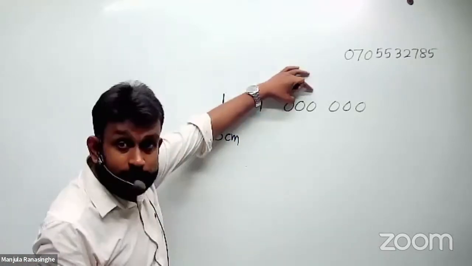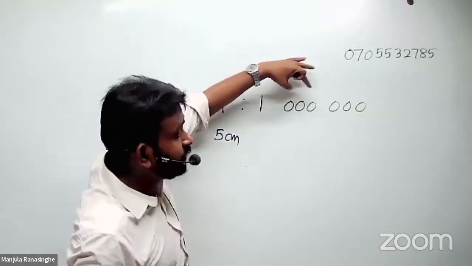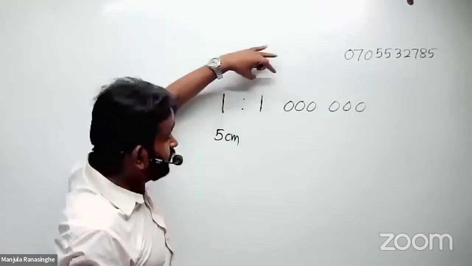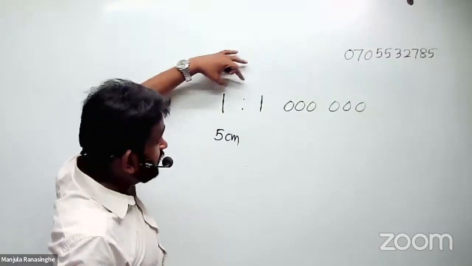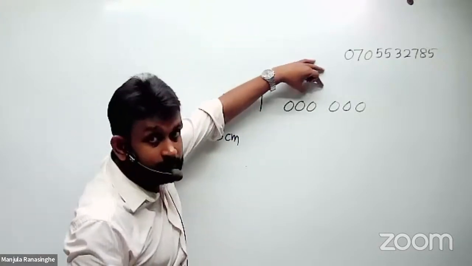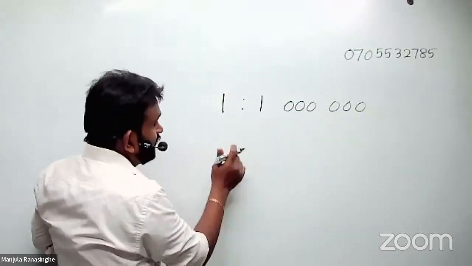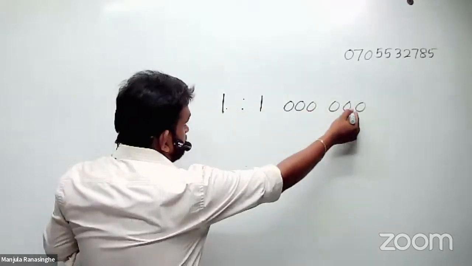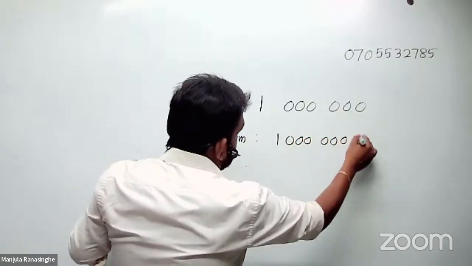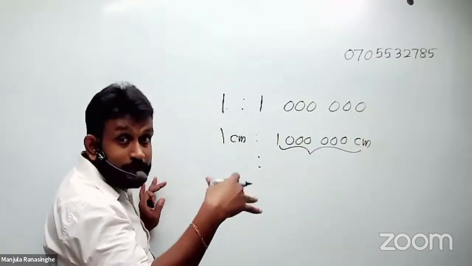So 1 to 1 million means if I draw 1 unit in the scale diagram, actually it represents 1 million. So what is the unit? Any unit you can apply, right? If I apply 1 centimeter, that means actual 1 million centimeters. If I apply 1 kilometer, 1 million kilometers, right? So if I need to find out 5 centimeters, if I apply centimeter units, 1 centimeter represents 1 million centimeters. So I can convert this 1 million centimeters to kilometers step by step.